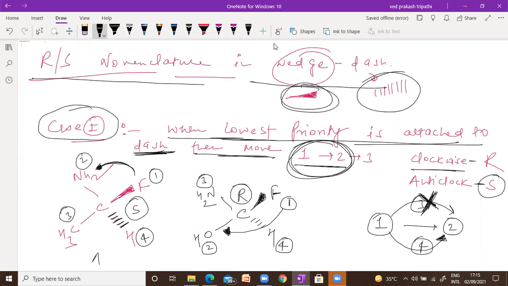Suppose example A, we have 4 connectivity and I decide priority according to CIP. Fluorine 1, nitrogen 2, carbon 3, and hydrogen 4. Hydrogen is the lowest one, and lowest is attached to the dash. So we can move 1 to 2 location. This is going anti-clock. So anti-clock means S. So this is S.